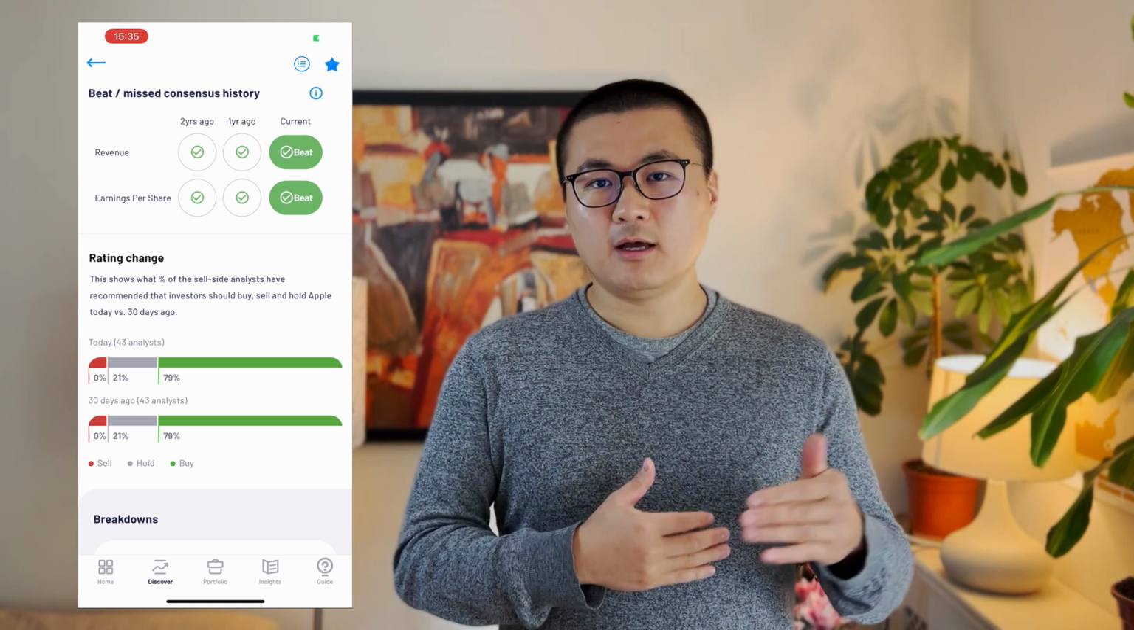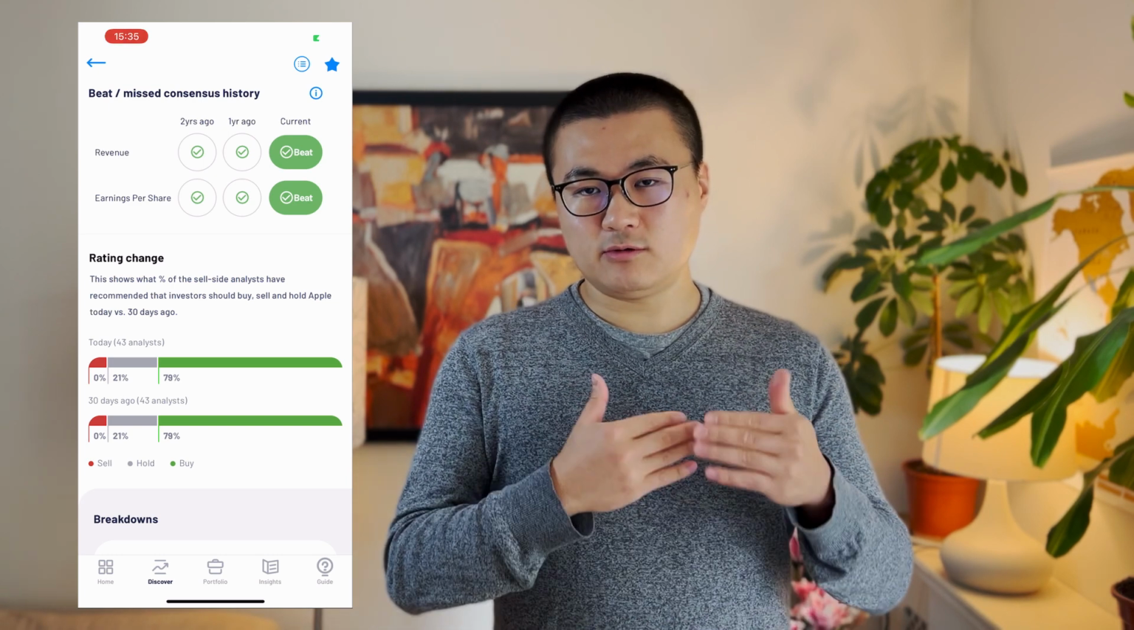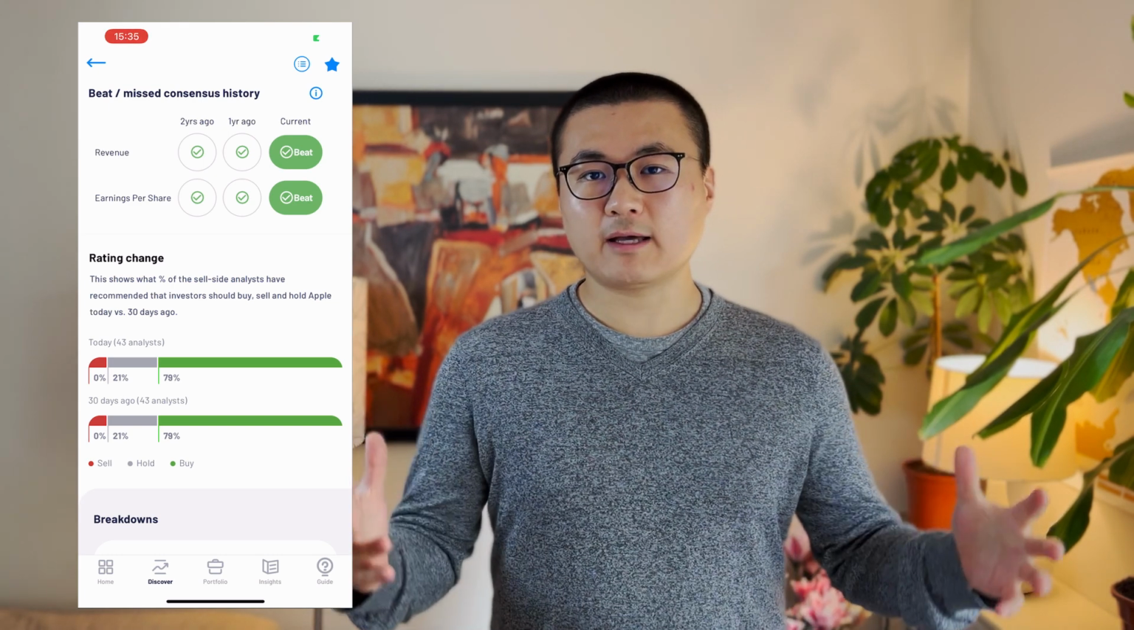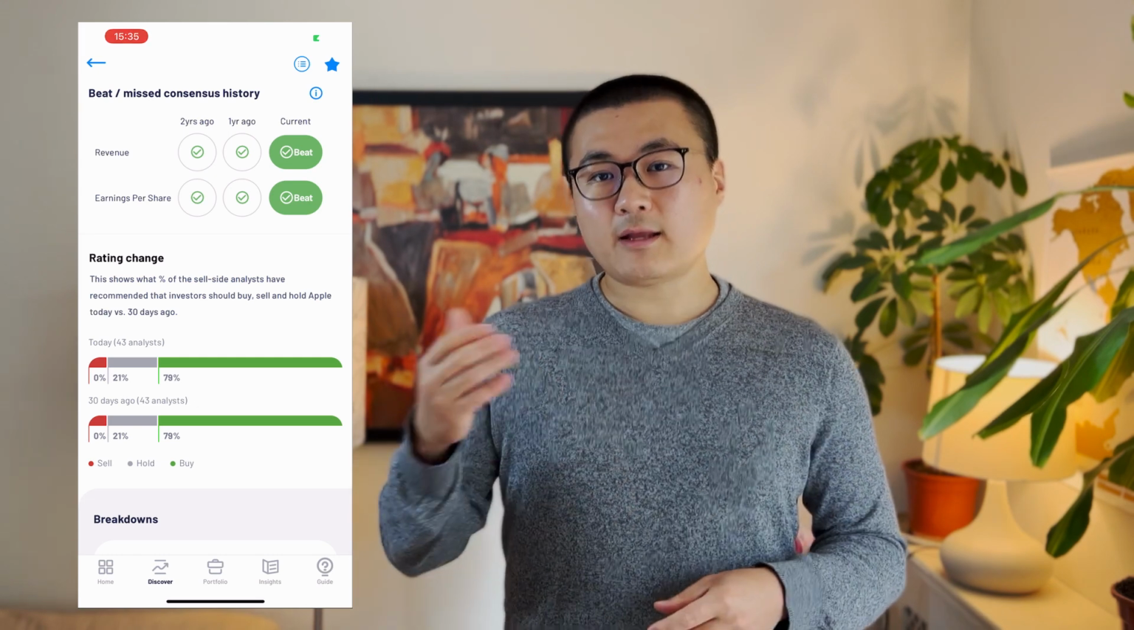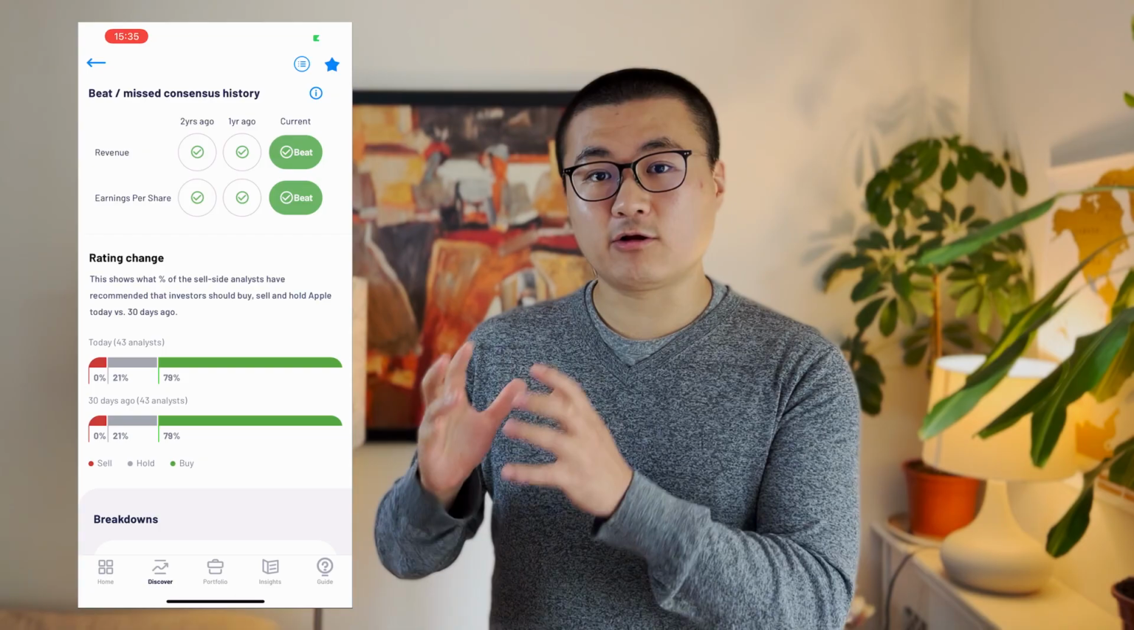But overall here, looking at both the beat-miss consensus history and also the ratings change history, the overall market sentiment is positive on Apple, and Apple turns out to be doing better than what most people think. And that is a very good positive sign.